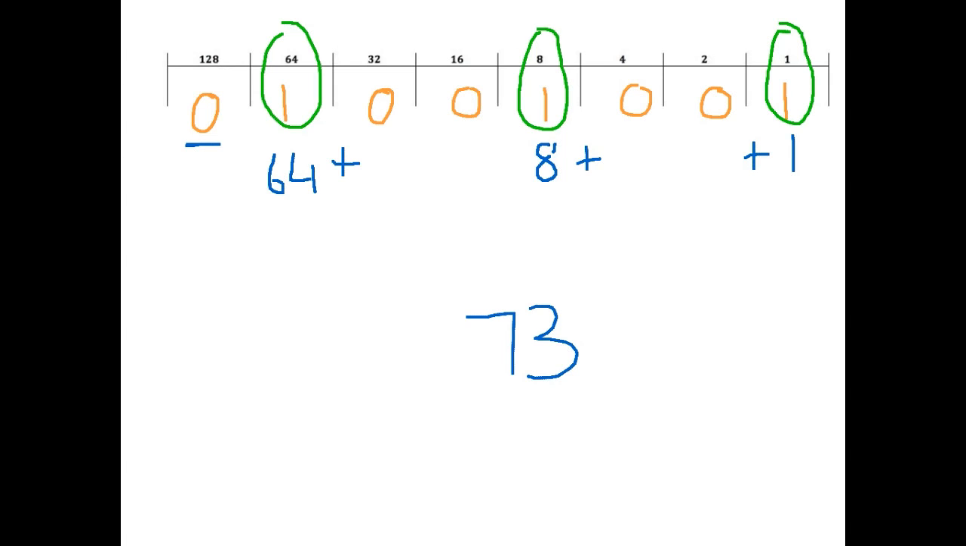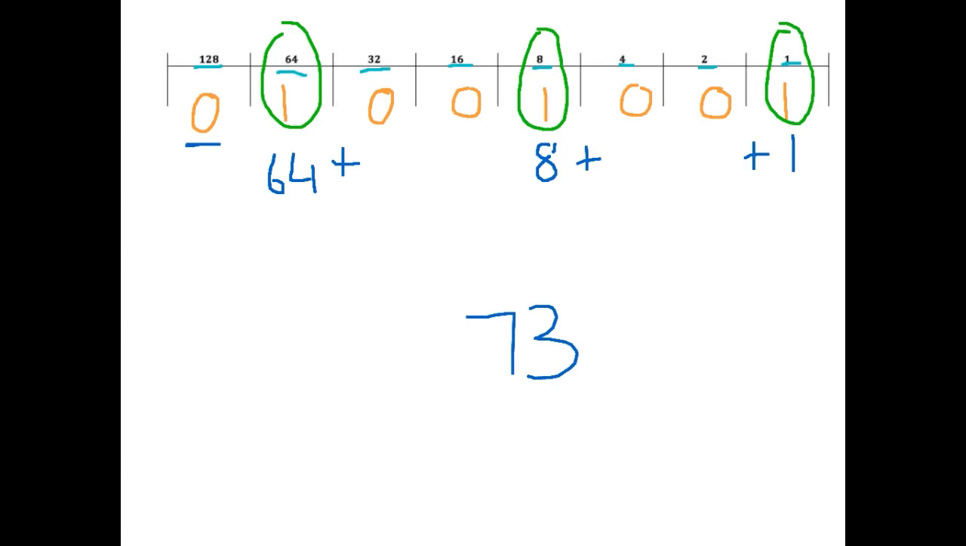If you're thinking, well, how am I going to remember what the different place values are? If you start at the right and you start with 1, double 1 is 2. Double 2 is 4, double 4 is 8, double 8 is 16, double 16 is 32, double 32 is 64, double 64 is 128, double 128 is 256, and so on. So if you can't remember that scale, start at 1, work to the left, and double everything.